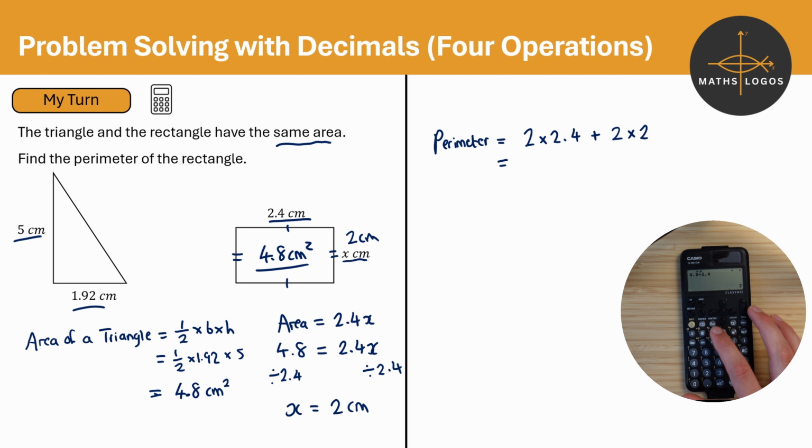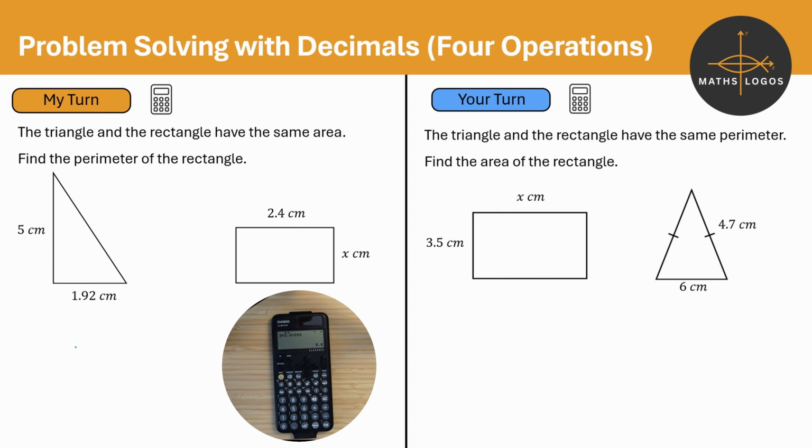And using my calculator to do that, so 2 multiplied by 2.4, I can type the whole thing into my calculator, add on 2 multiplied by 2, which gives me an answer of 8.8. Perimeter, of course, is a distance because it's the distance around the outside of the shape, so the units for that are centimeters. And that's my answer. Pause the video and give this question a go, and we'll run through the answer in a second.